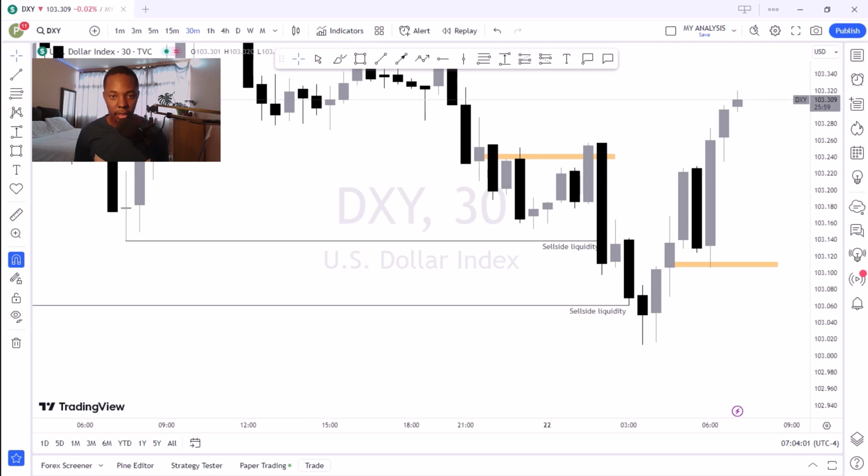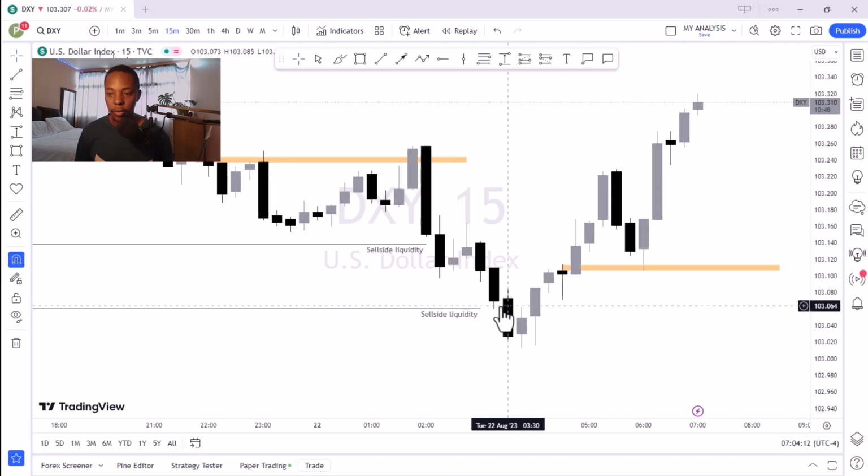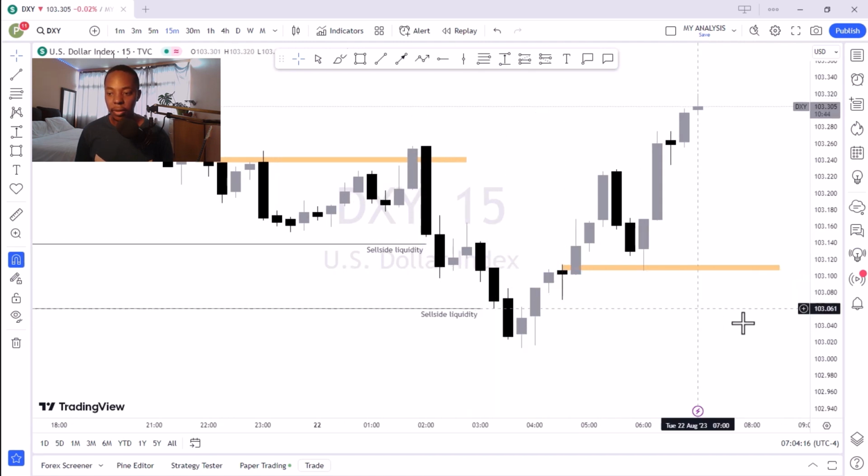So with that being said, that was the first trade of the day. And then going to the second trade of the day, as you can see, we already swept the sell side liquidity. We went up there, creating this order block.